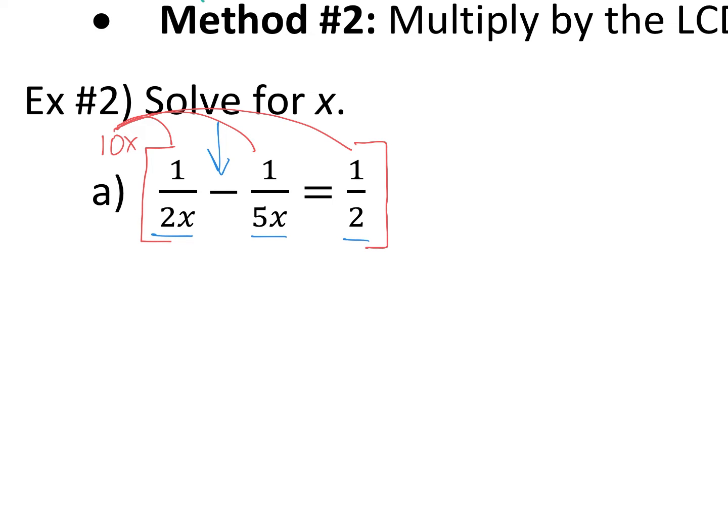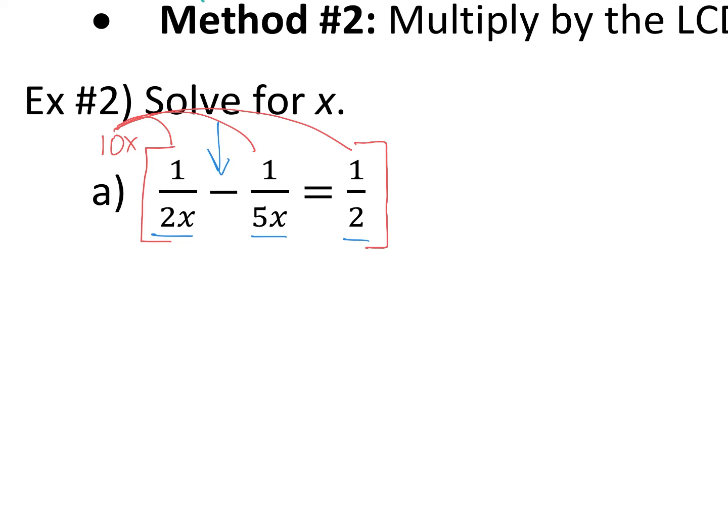Just keep in mind here, it's tempting to multiply by 10x over 10x, because that's what we were doing in the previous lessons, right? You had to multiply by 1. This is what I'm saying. You don't have to multiply by 1 anymore because I'm doing it on both sides of the equation. I'm keeping it equal, okay? So multiply everything by 10x. Here's what you would get.